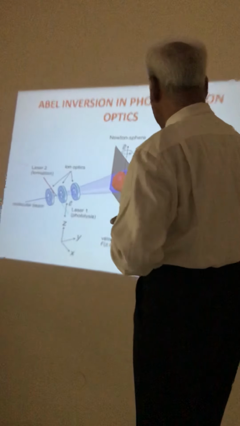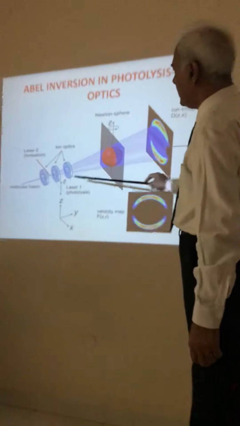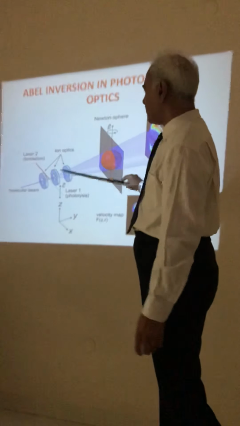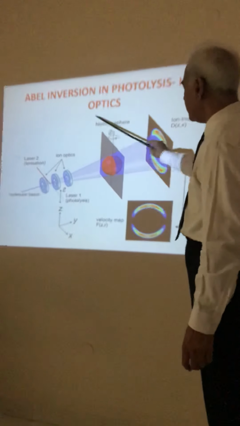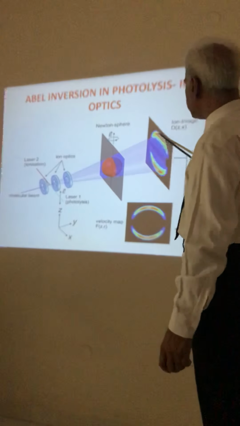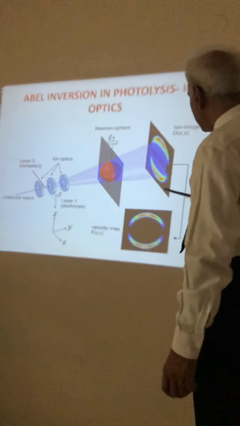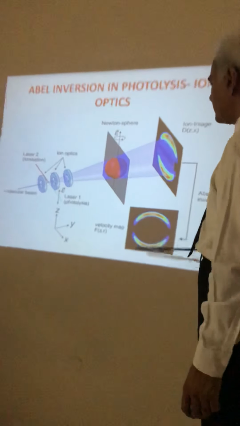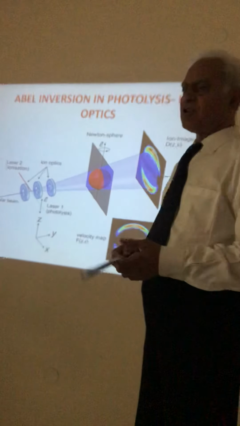I was just talking about the Abel transform. Abel inversion, see, this is the kind of thing you are getting. A laser beam comes here, ion optics is applied, and then you will find this is the Newton sphere here, but the picture you are getting is the ion image here, and this is nothing but an Abel inversion. This is the picture which you can interpret, and this is called the velocity map.